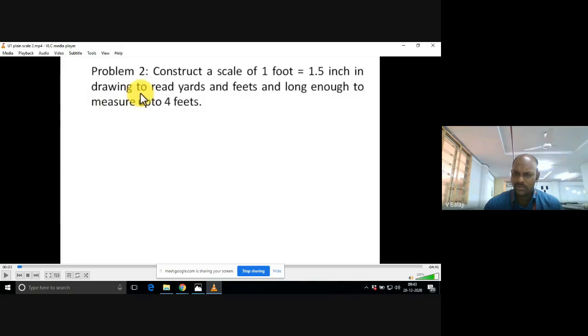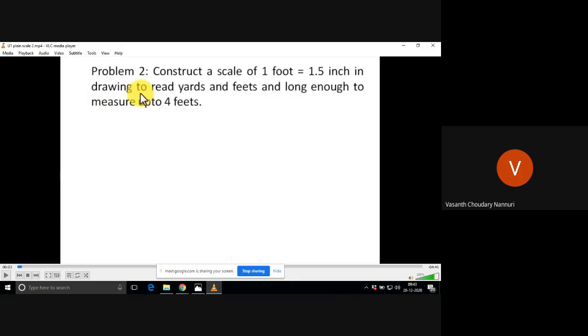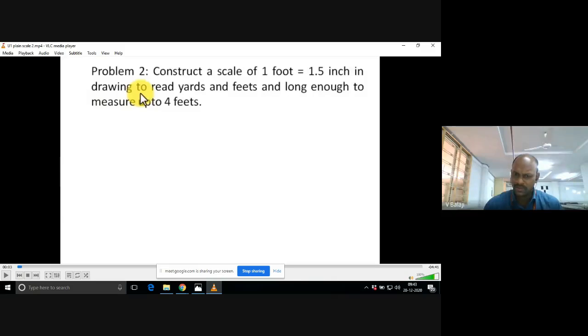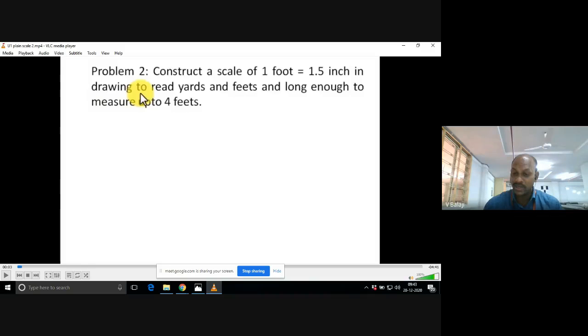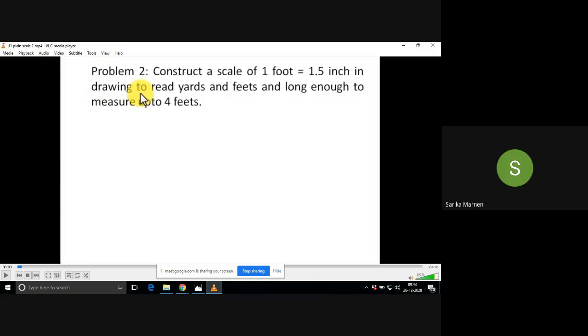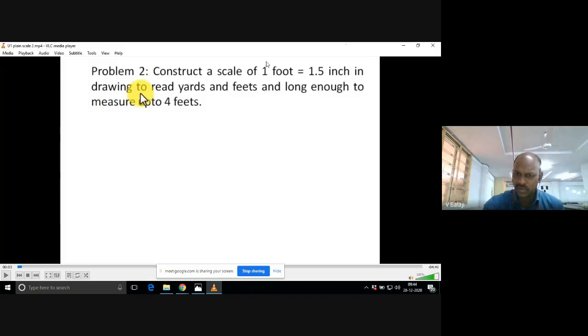1 foot equal to 1.5 inch. Which one is the actual size? Which one is the drawing size? Actual is foot, drawing is inch, 1.5 inch. That means outside there is 1 foot, but if I am unable to represent 1 foot on the drawing sheet, so conveniently I am taking 1 foot equal to 1.5 inch.